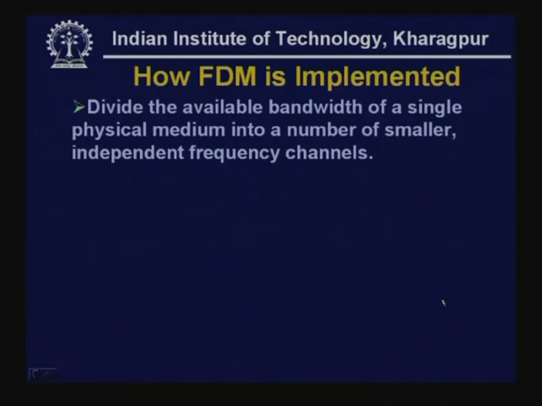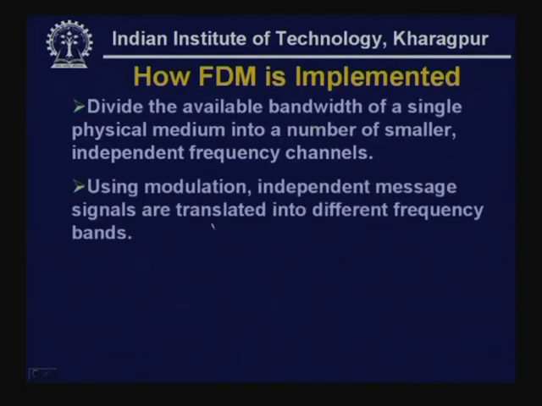Let us see the frequency division multiplexing technique in details. What we do, first divide the available bandwidth of a single physical medium into a number of smaller independent frequency channels. So, the available bandwidth is divided into a number of smaller independent frequency channels. So, that is the first thing that is done.